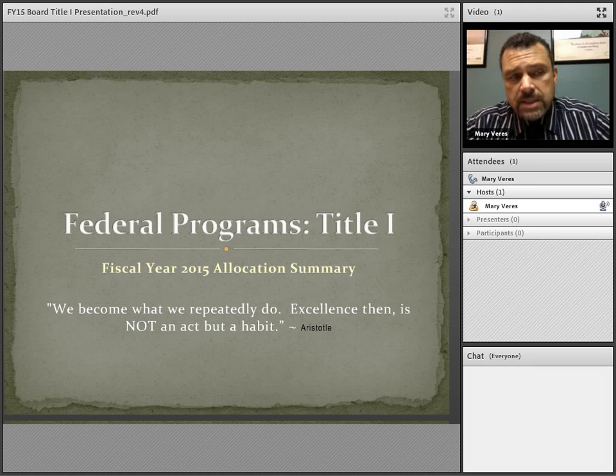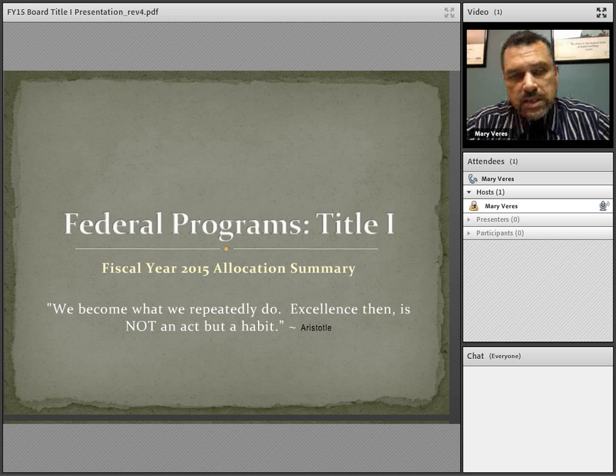So what we're going to look at today is three major areas of Title I. First, we're going to look at how it originated and where it came from and why it became a federal entitlement program. The second, then, we're going to look at how the process of allocating the funds occurs from the State Department to the districts and then from the districts into the schools. In the last part of the presentation, we will look at exactly how the fiscal year 15 Title I budget is being allocated at Sunnyside.